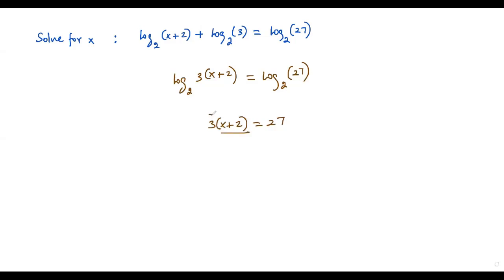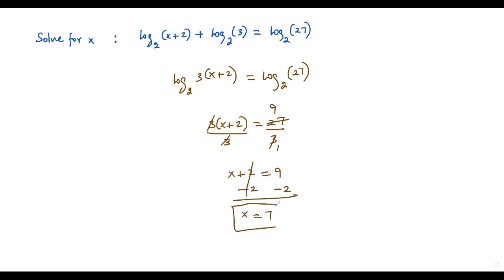Here x + 2 is multiplied by 3 and 27 is also a multiple of 3. So we can divide both sides by 3 to simplify the equation. So 3 will cancel. 3 goes into 3 1 times and 3 goes into 27 9 times. I get x + 2 equals 9. Now I subtract 2 from both sides, then positive and negative 2 will cancel. I get x equals 7.